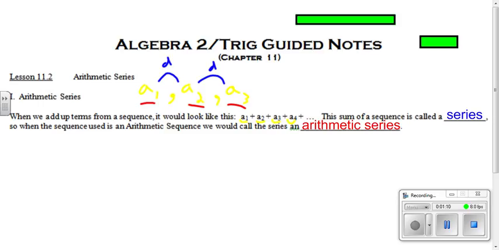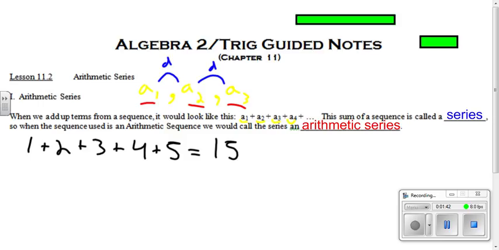Let's say we have the arithmetic sequence 1, 2, 3, 4, 5. So again, our common difference between them is just 1 each time that it's going up. Now to change it from a sequence to a series, we just add a plus in between each of them. So we're adding all of those together. And when we add all these up, this comes out to 15.